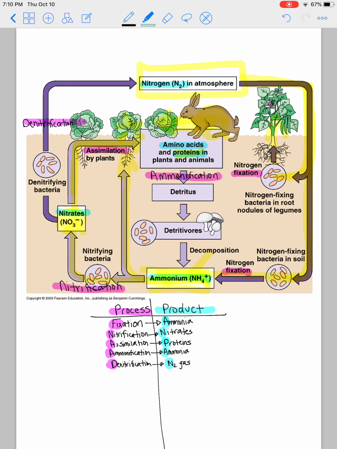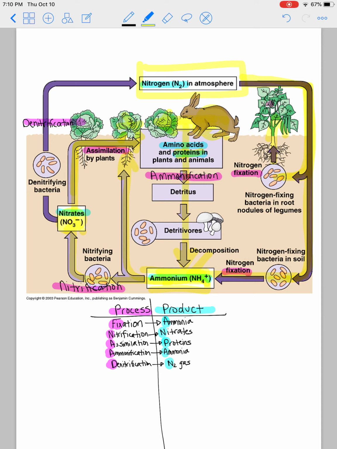So once it's in the plants and the animals, they will poop or die or drop leaves into the environment, and as that gets turned into detritus and gets decomposed, it turns into ammonia, and that ammonia can then swing back through the cycle over here. So we're back to where we started.